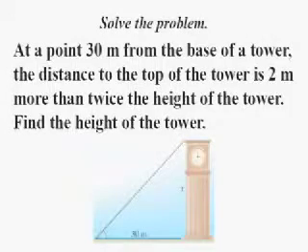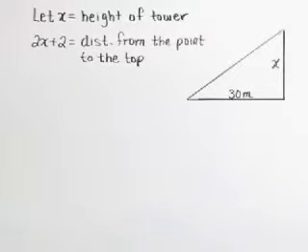Solve the problem. At a point 30 meters from the base of a tower, the distance to the top of the tower is 2 meters more than twice the height of the tower. Find the height of the tower. We've read our problem carefully.